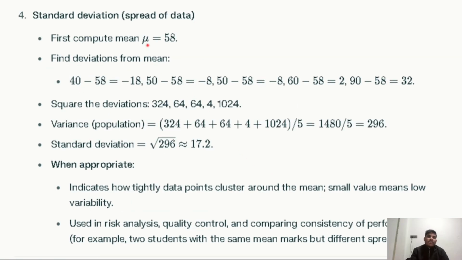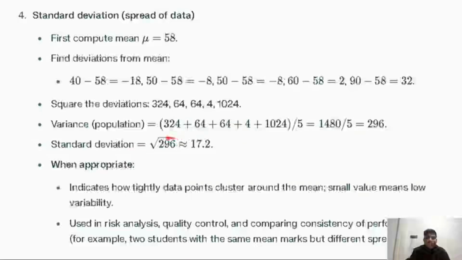Now standard deviation. Standard deviation means spread of the data. So first compute the mean, mu equals 58. Then find deviation from mean. So 40 minus 58 equals minus 18, and 50 minus 58 equals minus 8. 50 minus 58 equals minus 8, and 60 minus 58 equals 2, and 90 minus 58 equals 32. Now square the deviations. So we get 324, 64, 64, 4 and 1024.